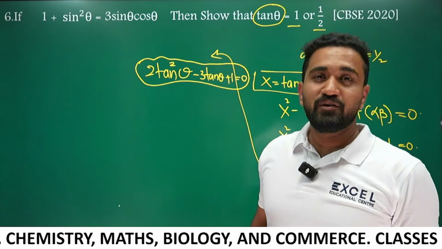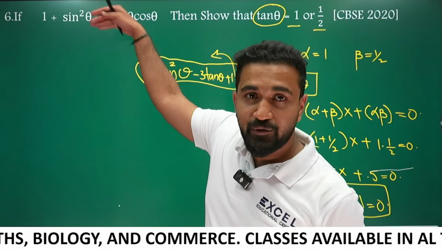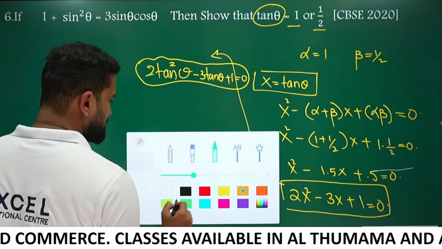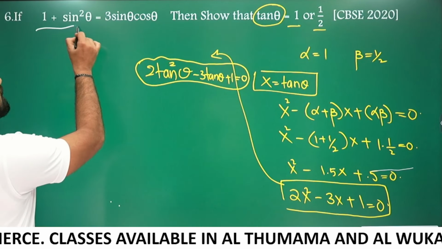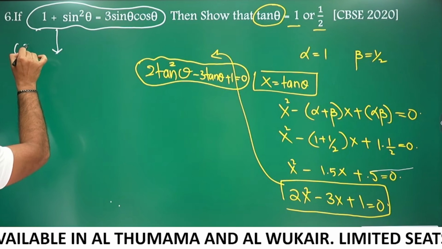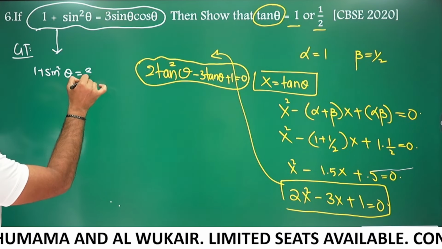Okay, since I'm following the reverse psychology here, you better find a way to connect this thing to this guy. How is it possible? This guy, okay? It is given that the value of 1 plus sine square theta is equal to 3 sine theta cos theta.